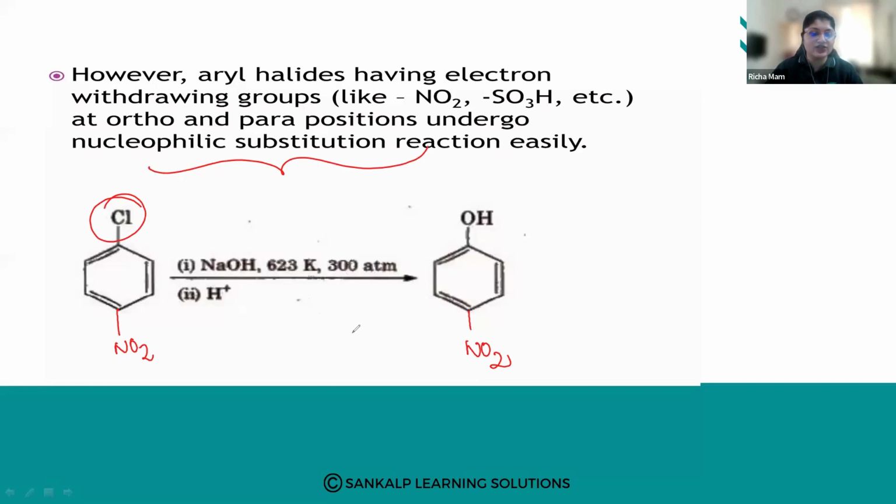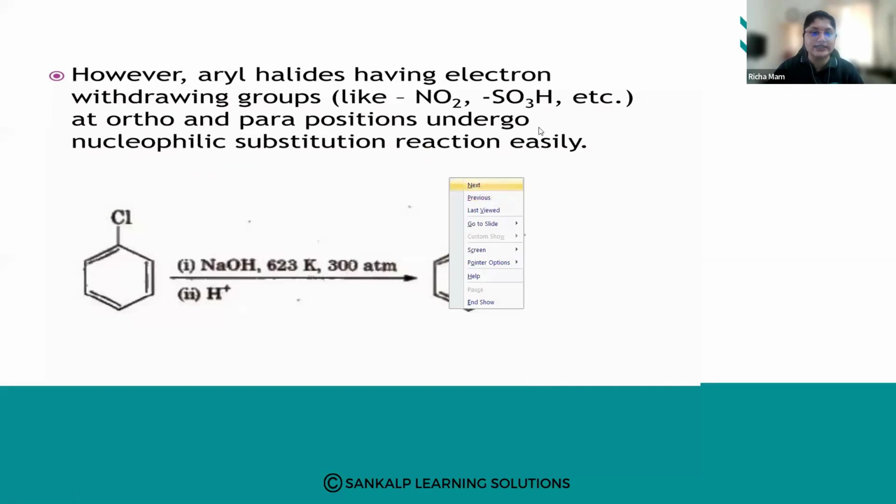So this is a reaction. This is chloronitrobenzene, treated with NaOH at 623 Kelvin and 300 atmospheric pressure, and after acidification what you obtain is nitrophenol. So these are the different reactions. Whenever there is any electron withdrawing group on the aryl halide at ortho and para position, it will undergo a nucleophilic substitution reaction easily.